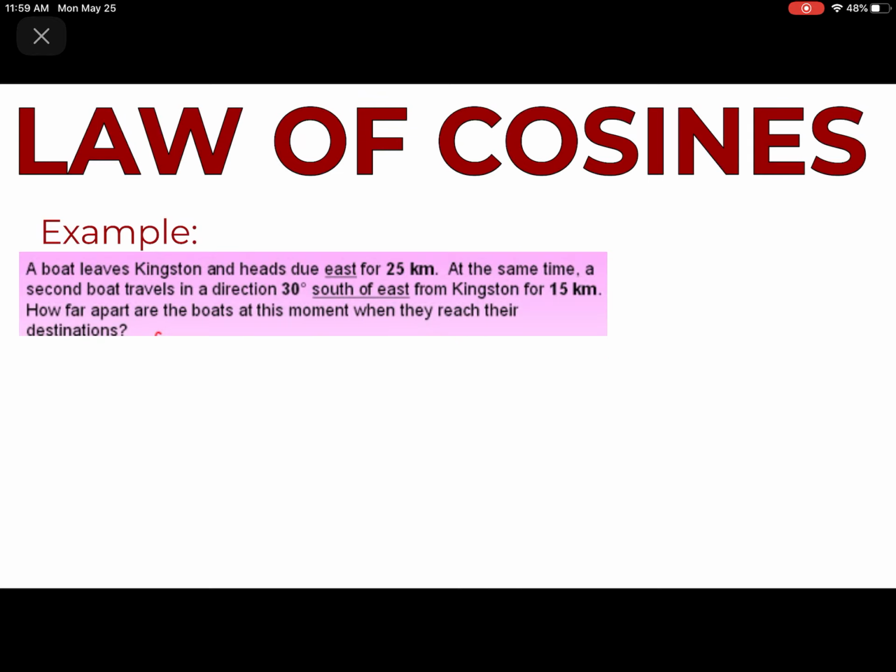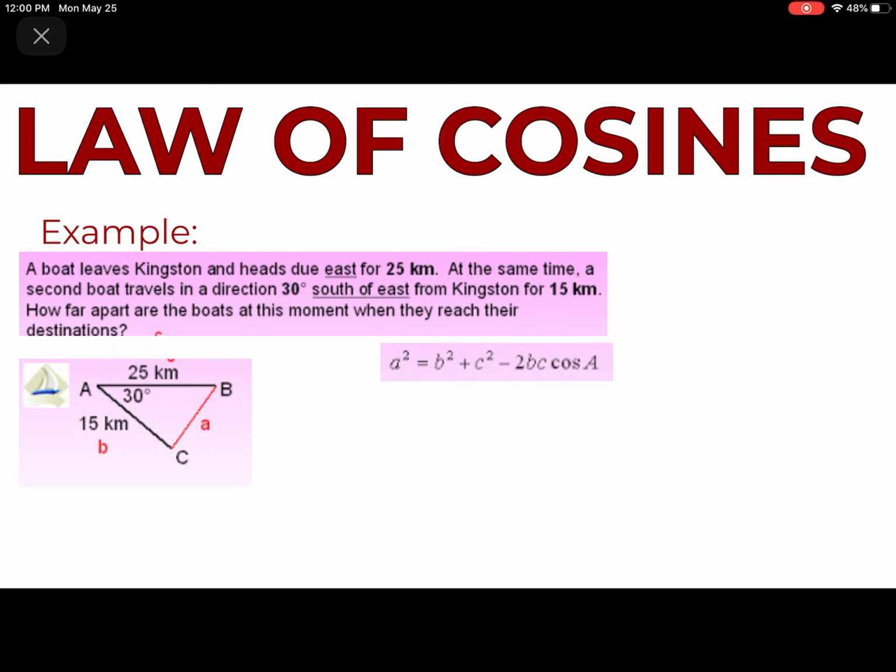Now I have a word problem for law of cosines. A boat leaves Kingston and heads due east for 25 kilometers. At the same time, a second boat travels in a direction of 30 degrees southeast from Kingston for 15 kilometers. How far apart are the boats at this moment when they reach their destinations? So, we're starting at A, and we're moving down with an angle of 30 degrees. So, we're looking for side A. We're going to use the same setup as the last equation.